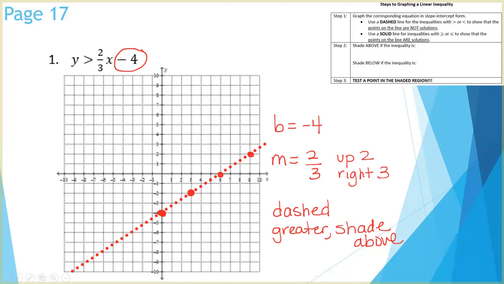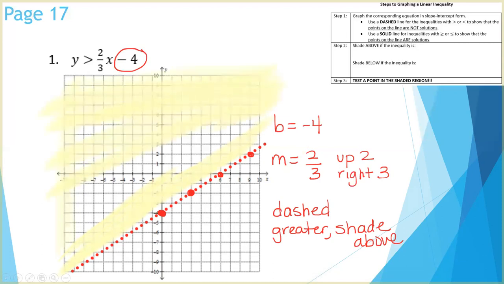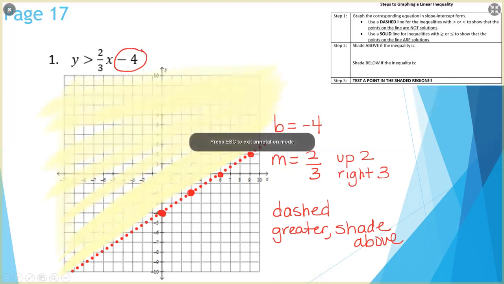So this is my y-intercept. We're going to shade above. So this whole area above is included as part of the solution. So this whole area is shaded.